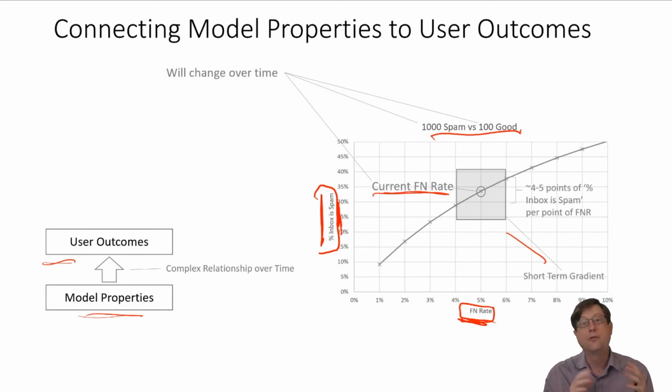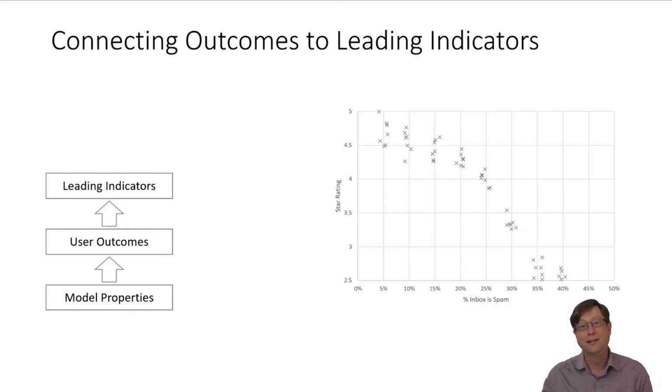But in order to make the right decisions about goals, you've got to chain a little bit further. And that's when we get into leading indicators. Now, this chart here, which is totally fictional and doesn't look like any similar chart that I've ever seen, is just to illustrate the point. On this axis, you have what percent of a user's inbox is spam. And on this axis, you have the star rating that they gave to your system.